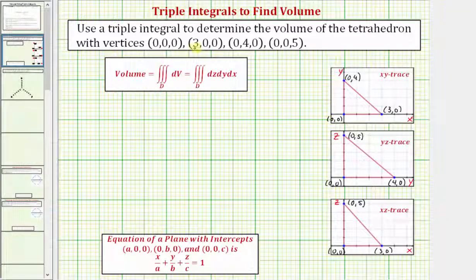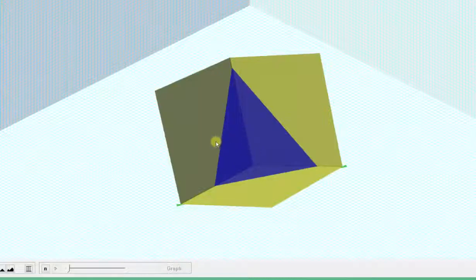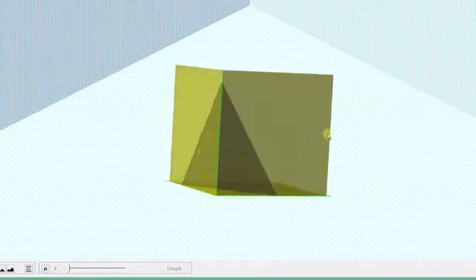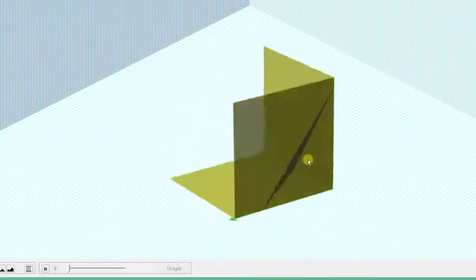We want to use a triple integral to determine the volume of the tetrahedron with the following four vertices. Let's first take a look at this in space. If we were to plot these 4 points, it would form this tetrahedron bounded by the blue plane and the 3 yellow planes, which are the 3 coordinate planes. So our goal here is to find the volume of this tetrahedron.